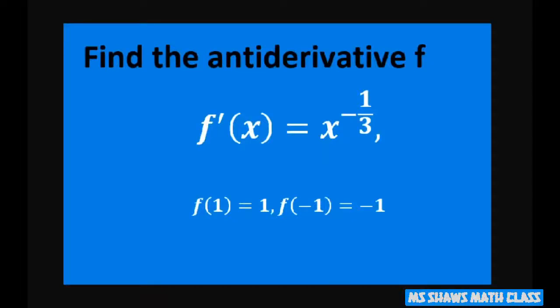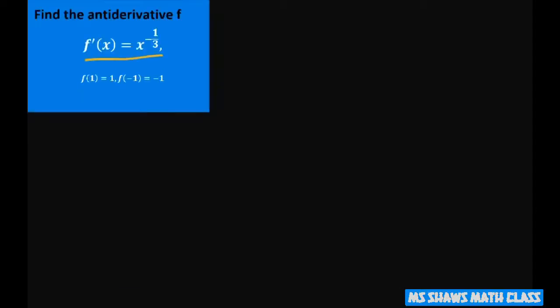Hi everyone, we're going to find the antiderivative of f. So we're trying to find f of x. Now this one, if I rewrite this, what this really is, is f prime of x equals 1 divided by the cube root of x. So if we look at the domain and you look at your critical numbers, you've got 0 is your critical number because it's not defined at 0.